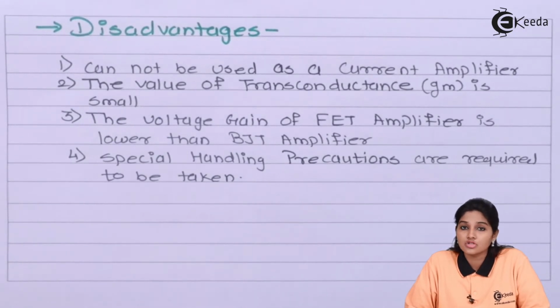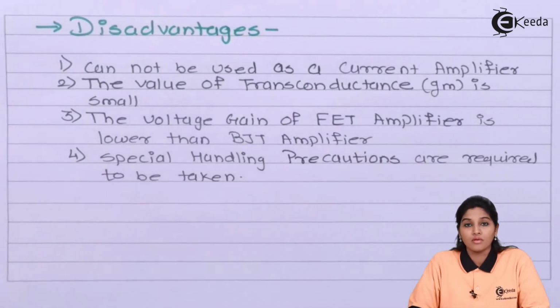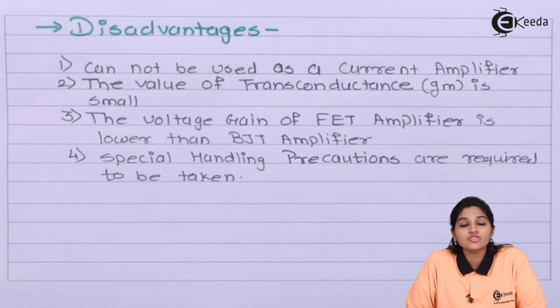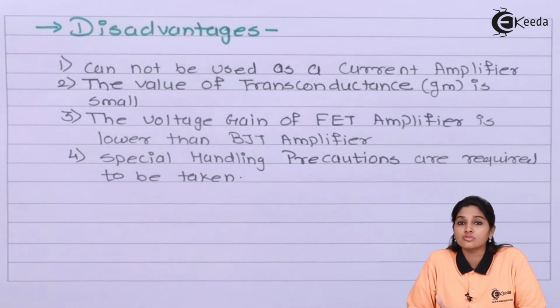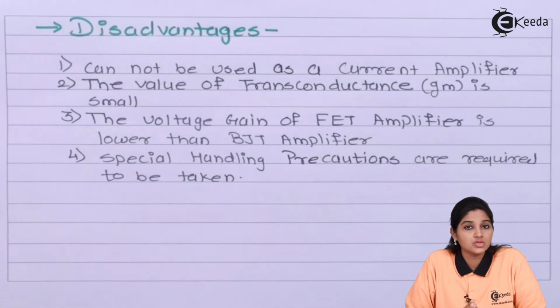The second disadvantage of FET is that the value of transconductance is very small, as the transconductance is nothing but the change in drain current to the change in gate to source voltage. So as drain current increases or decreases, the value of gate to source voltage also increases or decreases. As there is an increase in the value of drain current or gate to source voltage, it decreases the value of transconductance, and because of that the transconductance of FET is very small.